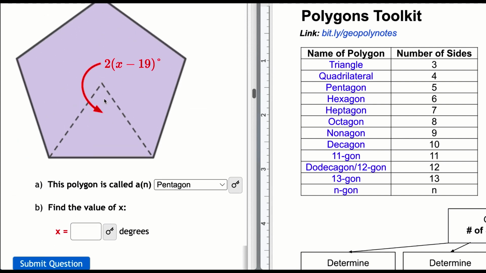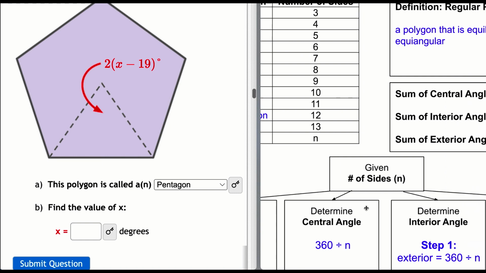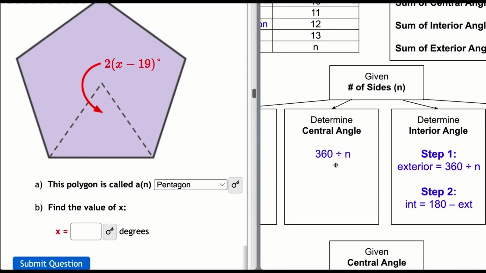Next, find the value of x. Well, I need to know what that central angle is supposed to be when I have a 5-sided figure. Go to where you know the number of sides. This thing has 5 sides, and I want to find my central angle. You find it simply by doing 360 degrees divided by 5.